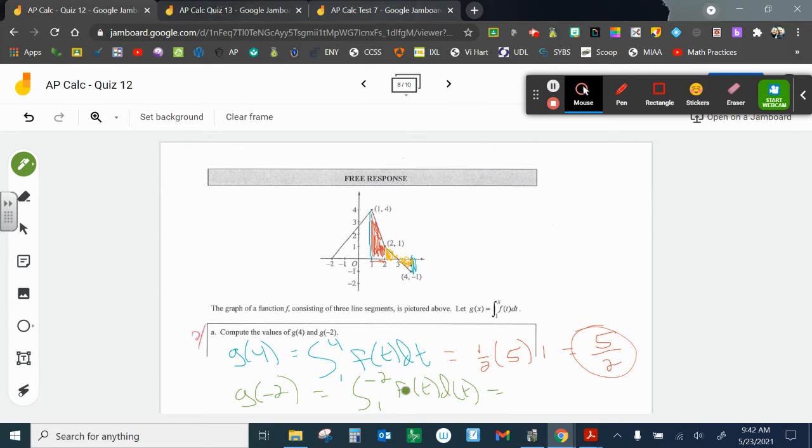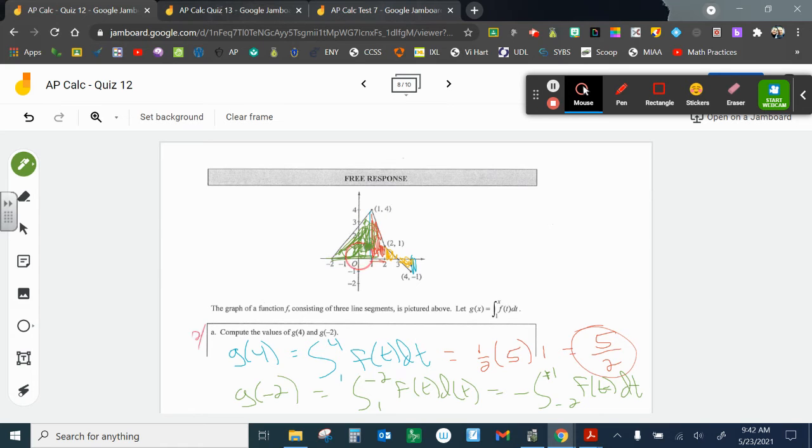So what I have to do is take the opposite value and switch the interval. So now it's from -2 to 1 of f(t) dt. And once again, it's just the area under the curve. So from -2 to 1, that's going to be this other triangle over here in green. It's obviously going to be positive.